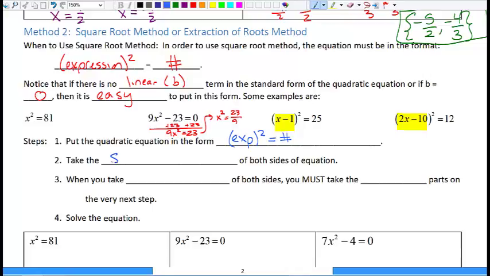Step 2, take the square root of both sides of the equation. Now, when you take the square root of both sides, you must take the plus or minus parts on that very next step. And then the last thing is to solve the equation. This one is so important. You have to take the plus or minus, because when you take the square root of both sides, it could be a positive thing being squared or a negative thing being squared to make that positive number. So you have to include both the positive and the negative parts. And we'll show you how to do that on these next few examples.